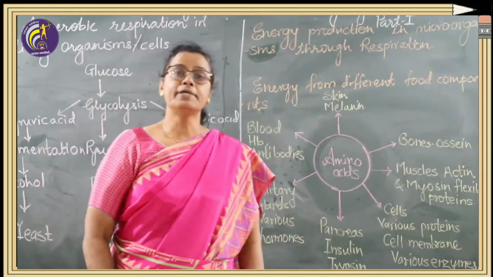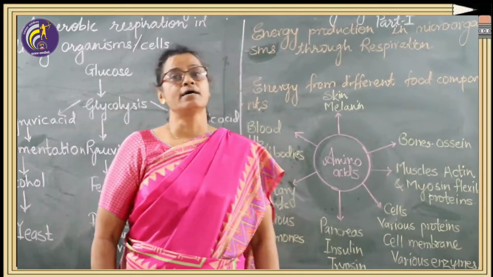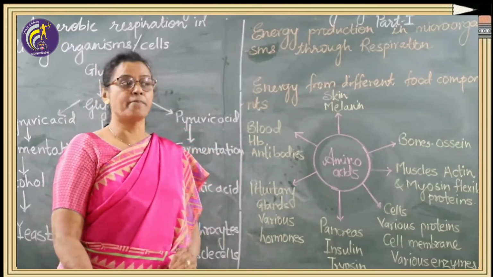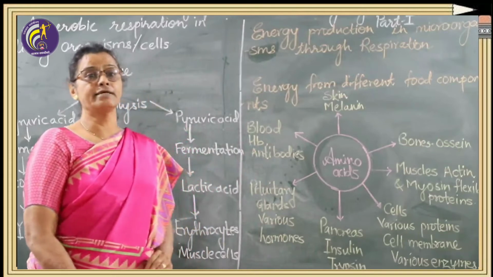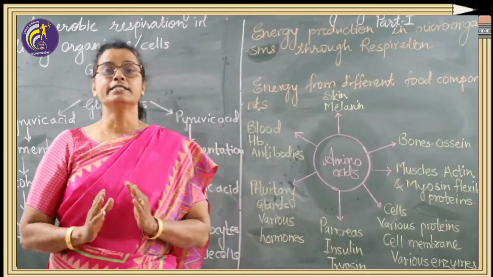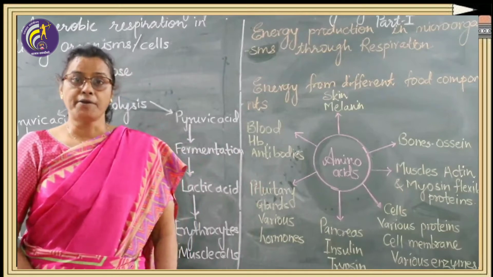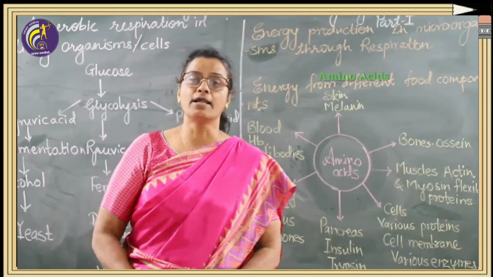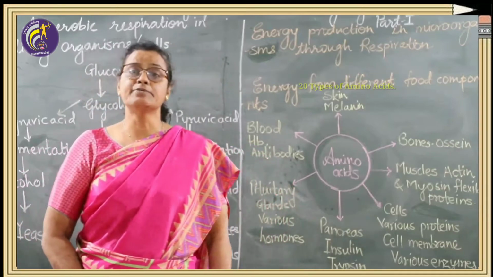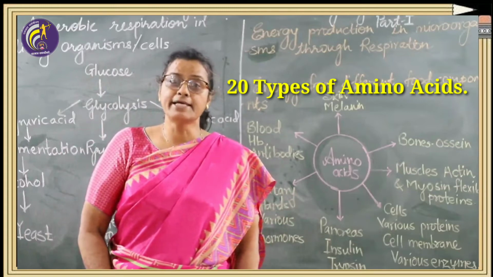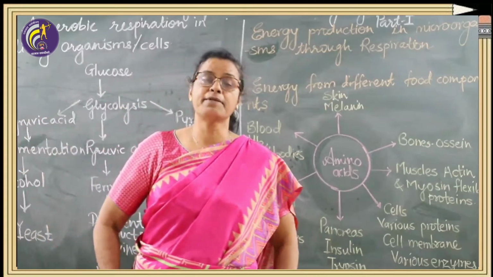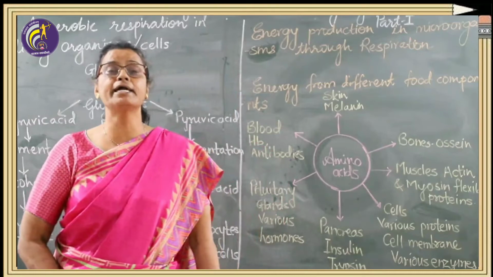You all know that proteins are the building blocks of our body and all living organisms. Their bodies are mainly made up of proteins. Proteins are macromolecules. Macro means large molecules, and these molecules are formed by small units called amino acids. There are mainly 20 types of amino acids. These amino acids, when joined together, form long chains by means of formation of peptide bonds.